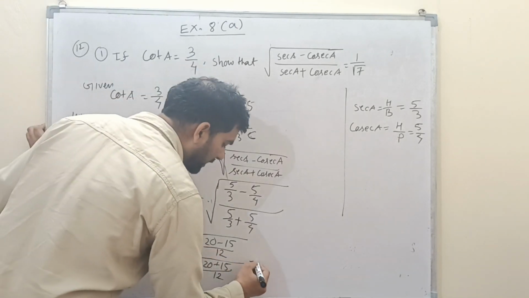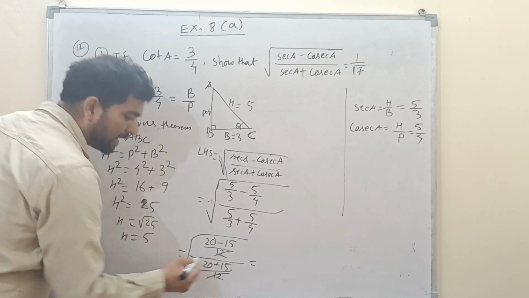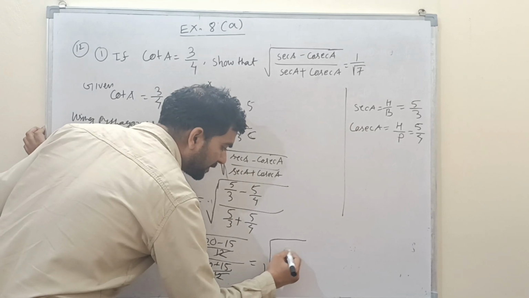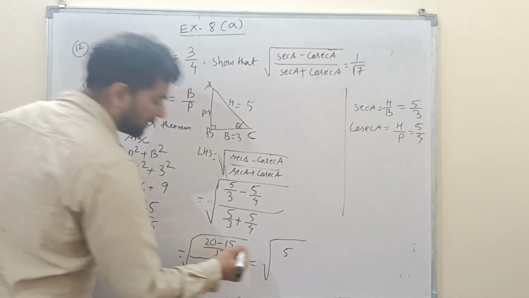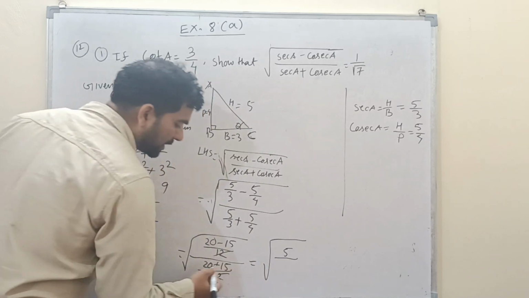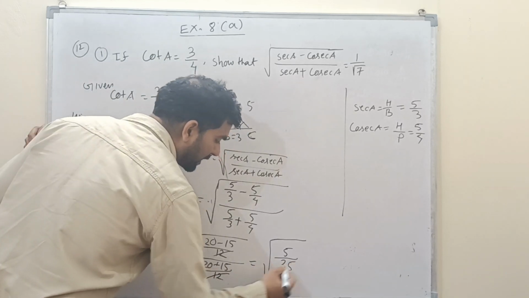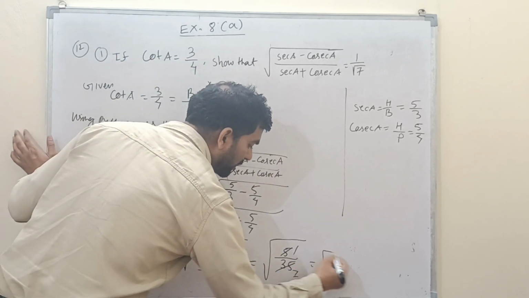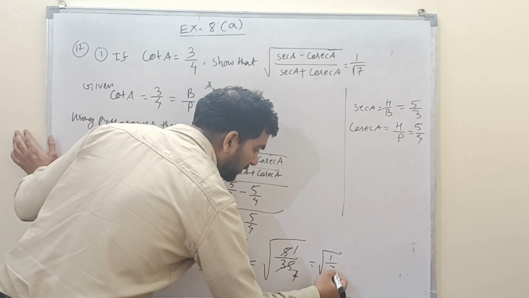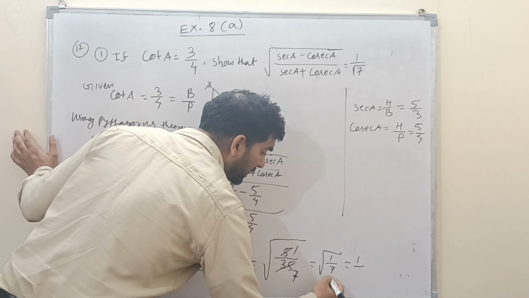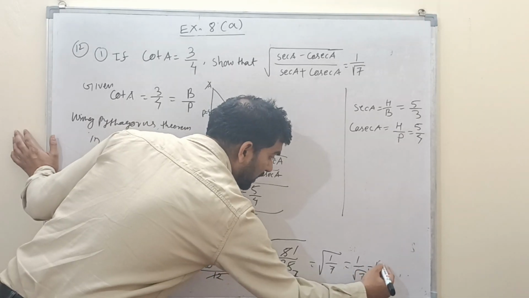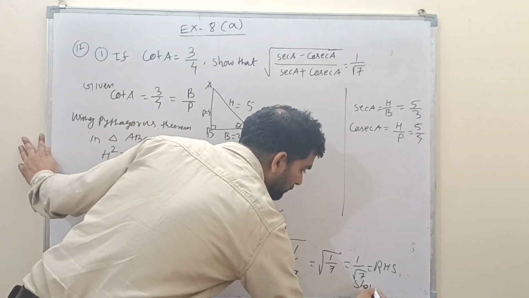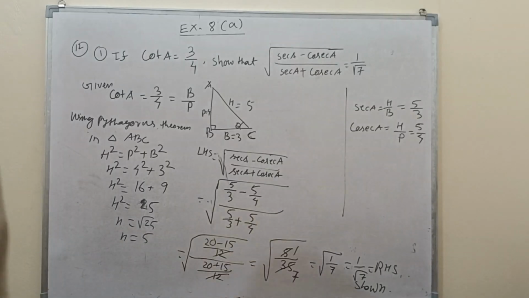So next step, I can directly cancel 12 and 12. So it will be root over 20 minus 15, which is 5, by 20 plus 15, which is 35. Cancel it: 5 1s are 5, 5 7s are 35. So it will be root over 1 by 7. Root 1 is nothing but 1, and root 7 will remain the same. So it equals RHS. We have proved, we have shown LHS is equal to RHS. Okay, now we'll go to the second question.